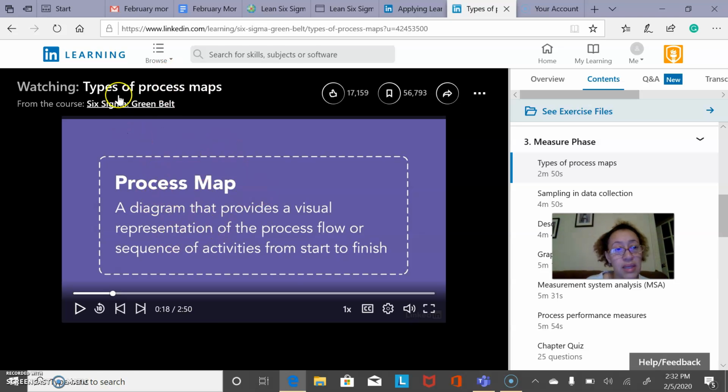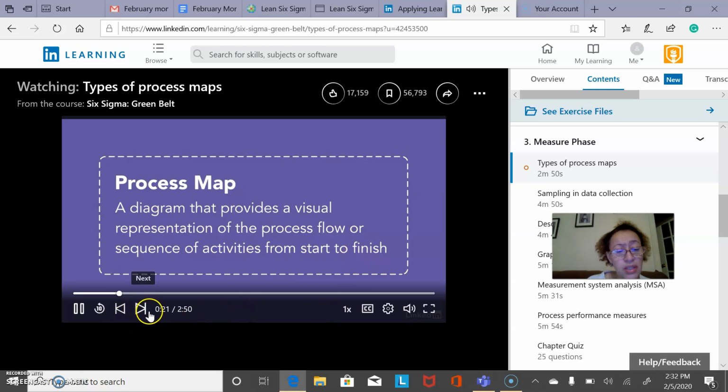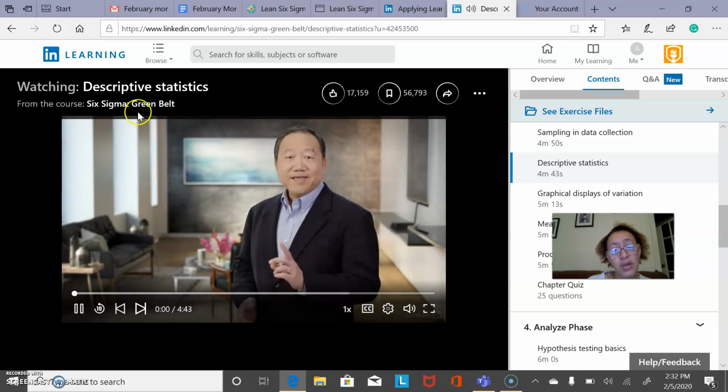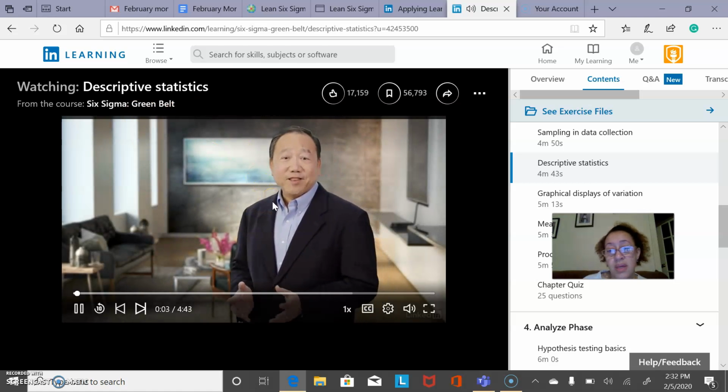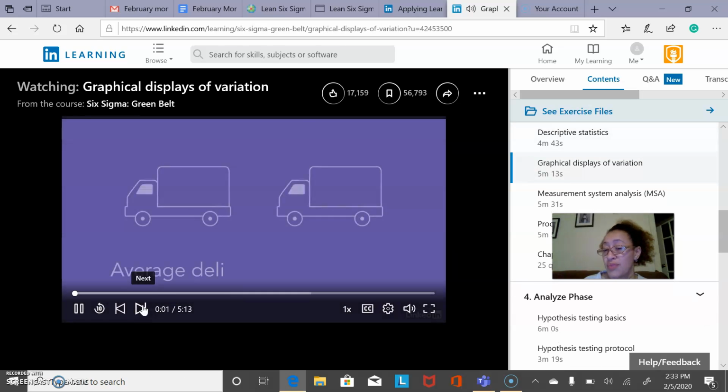So I think that the Six Sigma Green Belt would be really useful for nursing. It goes step by step. And I think this is really helpful.